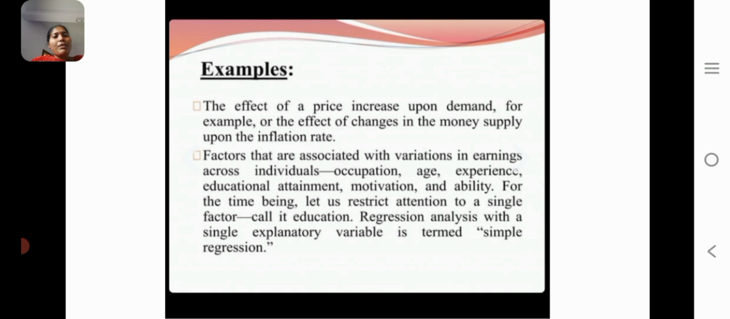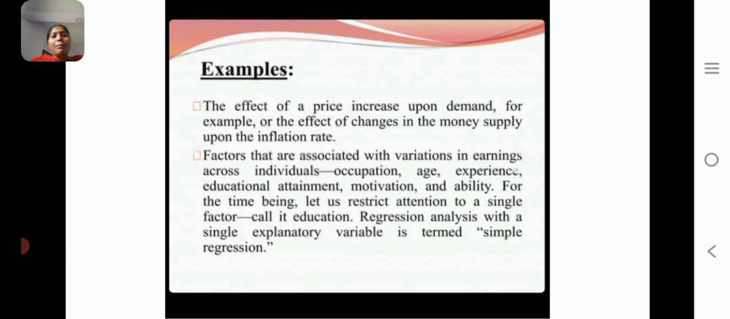Then we see some examples. First we see the effect of price. Prices change depending upon demand. For example, in the summer season the rates of cool drinks or ice cream products are increased, but in the winter season the rates or the quantity of cooling products are decreased. It depends upon the demand.